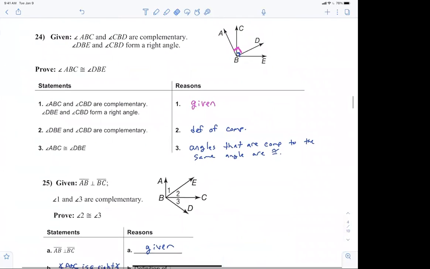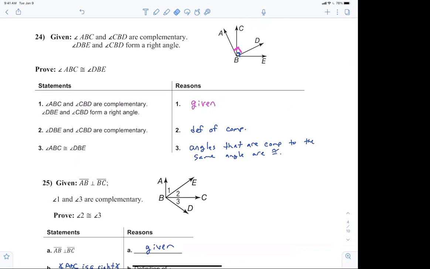Now, number 24. I'm at number 3. So angles that are complementary to the same angle are always congruent. That's the reason. There's a theorem that they want you to remember. It's called the Complement Theorem or something. So we would just write that.